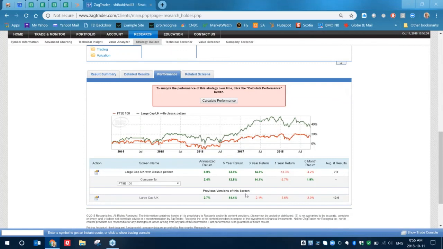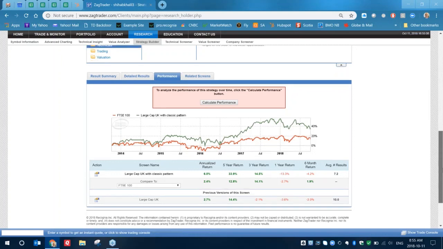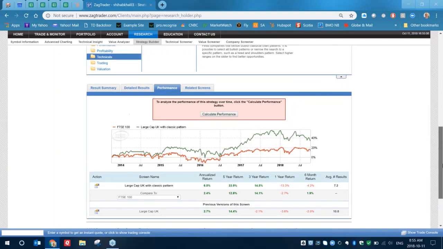That earlier one that I backtested that didn't have the classic pattern had 10, because there were far more stocks to choose from. Maybe I'll try something else. Let's take that classic pattern out, and I'm going to try something different.